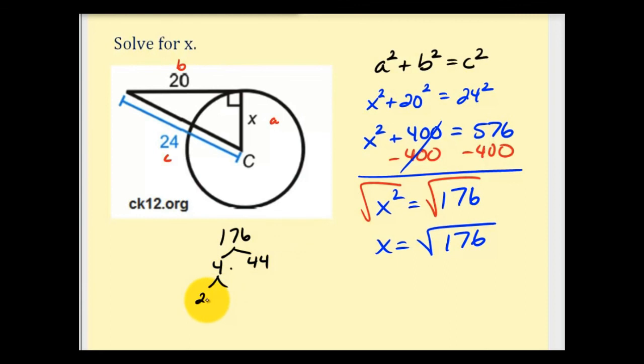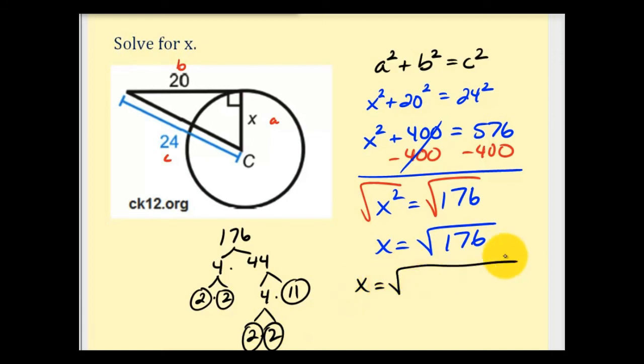4 is equal to 2 times 2, which are both prime. 44 is 4 times 11. 11's prime. And then 4 is again 2 times 2. So if we want to show some work here, we have x equals the square root of, we have 4 factors of 2 and a factor of 11.